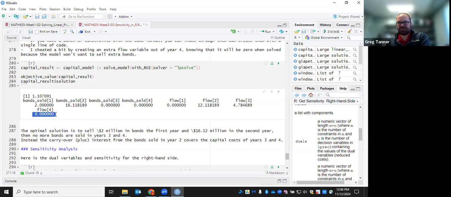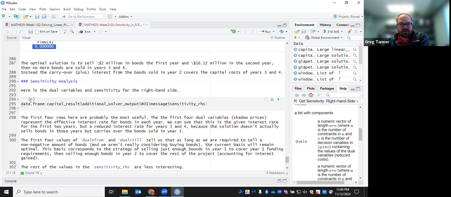Mostly because it would mean that we're selling too many bonds in order to get extra money in our bank at the end of the 4th year. Okay, so let's do some sensitivity analysis on this.